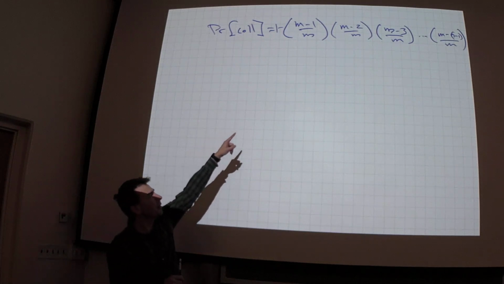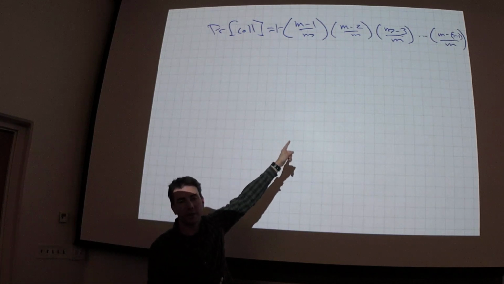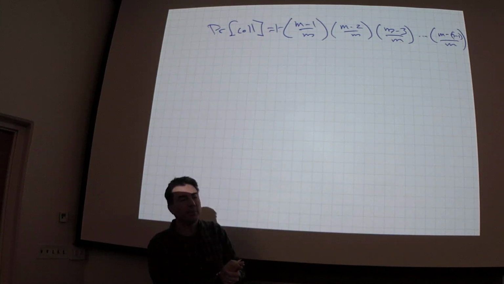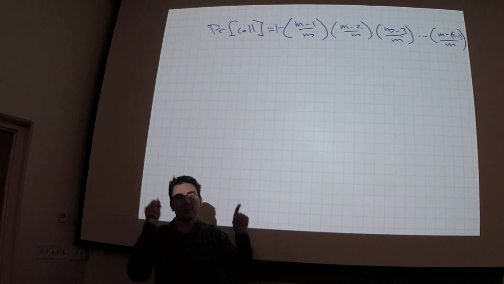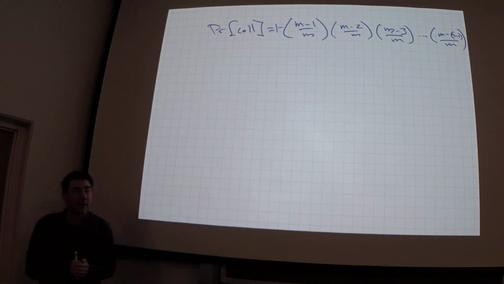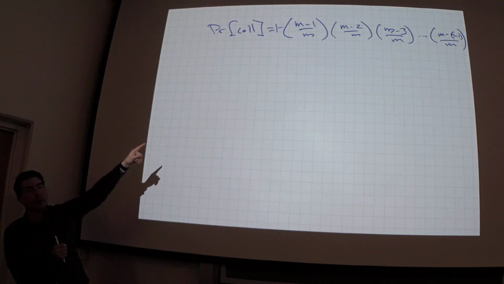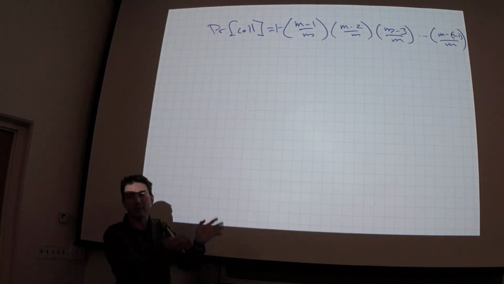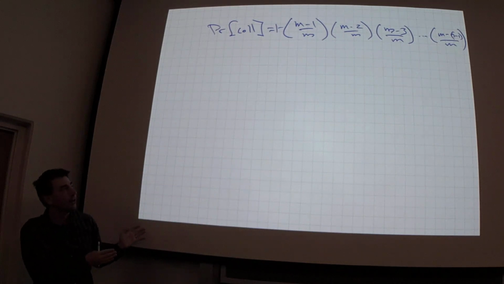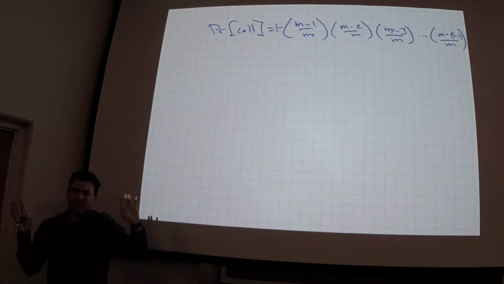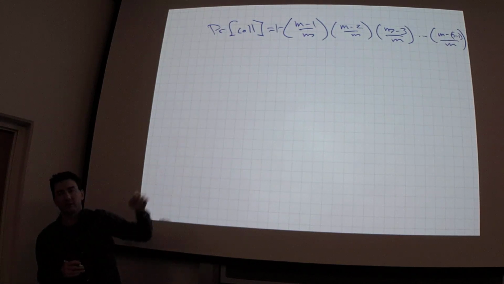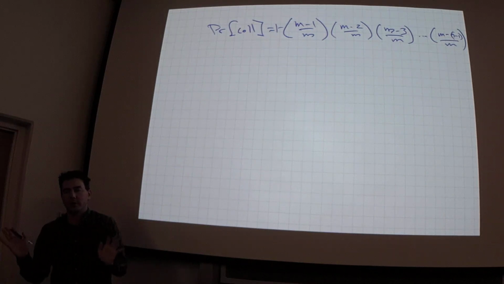So the probability I get a collision on the third person is a little bit different because I know the first two did not collide. So now the probability the third person collides is m minus 2 over m. The probability the fourth person collides, given that the first three did not collide, is m minus 3 over m. Okay? It turns out you can analyze this. It gives you a pretty similar answer.